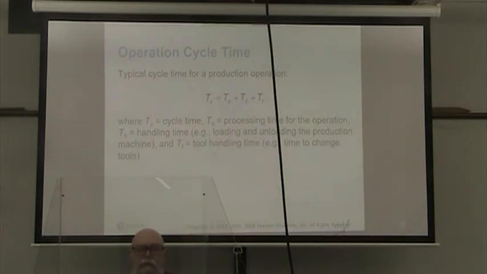So when we talk about cycle time for a production operation, the cycle time equals TO, processing time for the operation, TH, handling time, and TT, tool handling time. Now, one of the things that confuses the whole concept of cycle time is sometimes we talk about total cycle time, which can be what they are calling manufacturing lead time. In this case, what we would sometimes call total cycle time for an operation, they're just calling cycle time.